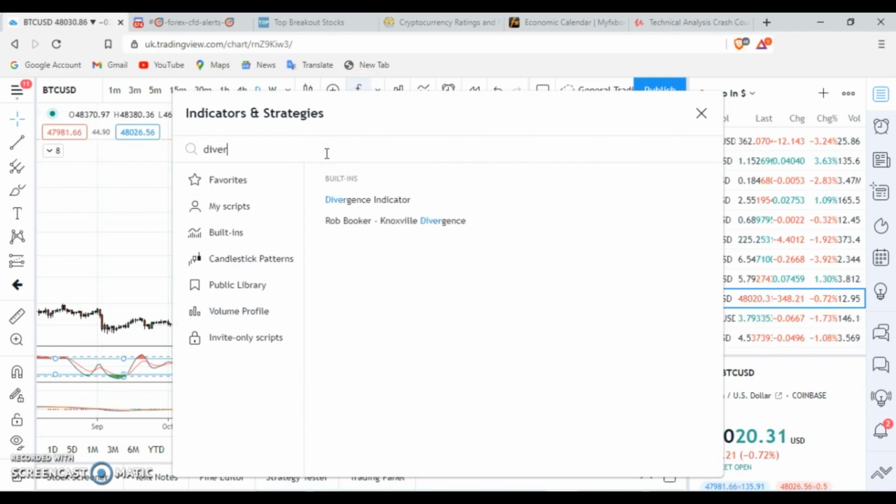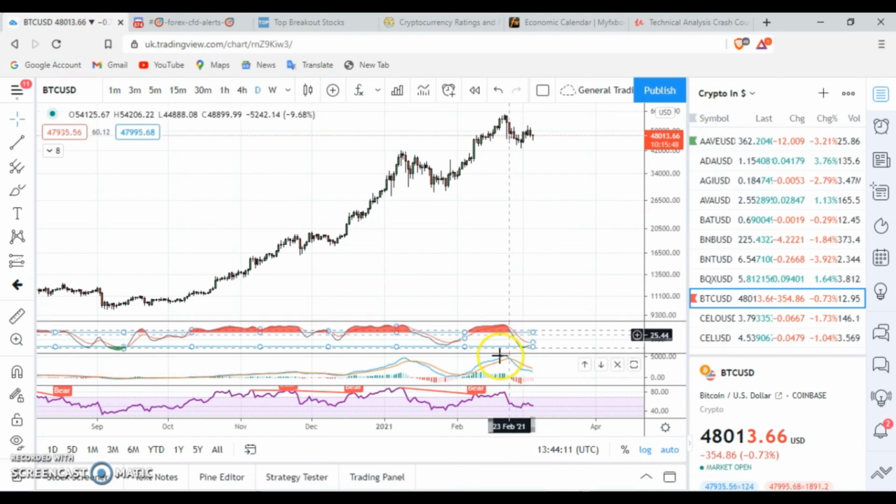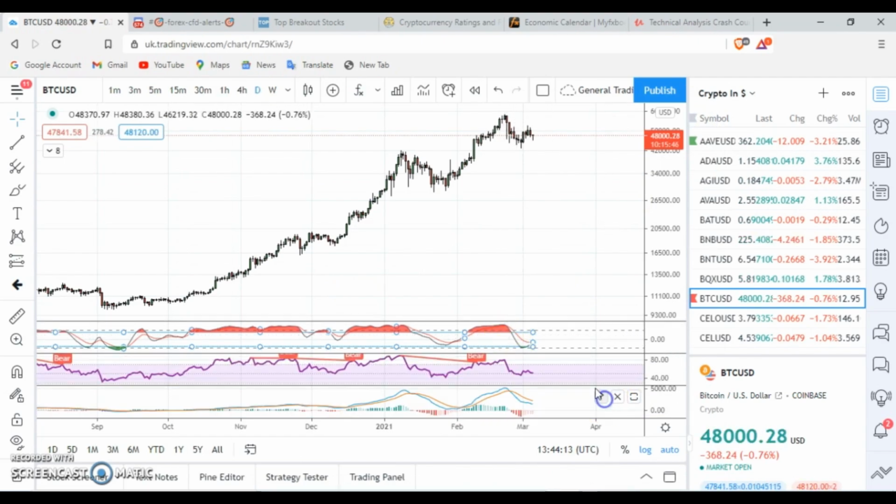Now I can put one on. Divergence. There's your divergence indicator here. So if you combine the two together, you see, let's put this up. See this?